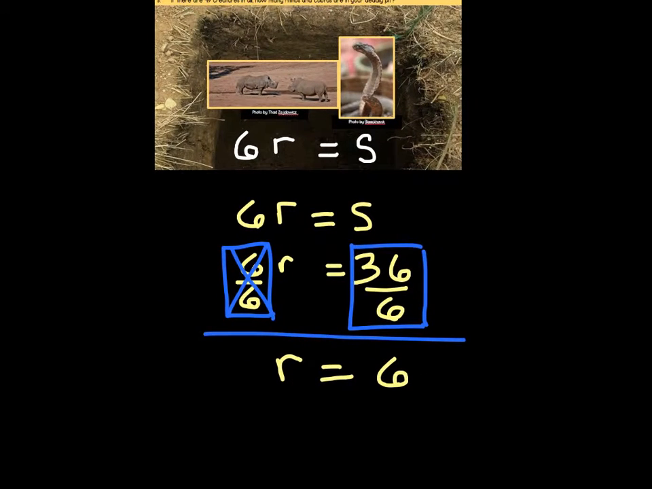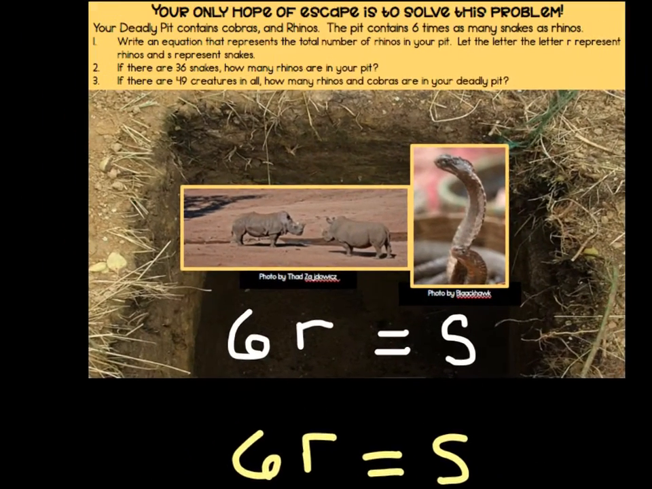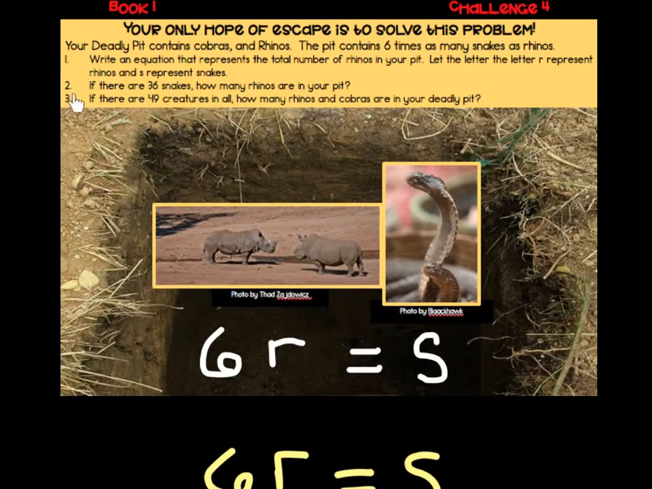So if there are 36 snakes in this deadly pit of yours, then there are going to be 6 rhinoceroses in that deadly pit as well. And those are big suckers, so this must be a huge pit, right, my friends? Okay, hey, let's move on to our third step here, right? So now, for number 3, if there are 49 creatures in all, how many rhinos and cobras are in your deadly pit? Well, let us find that out.